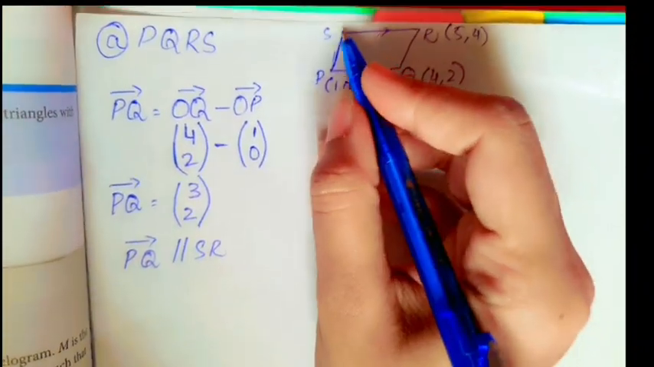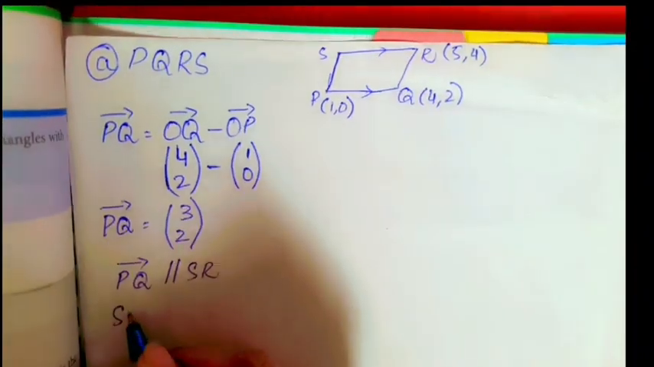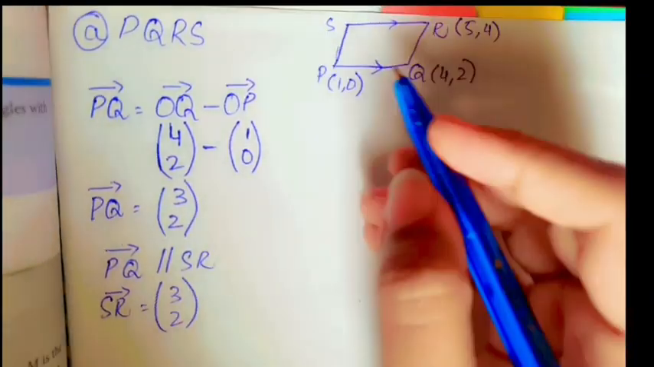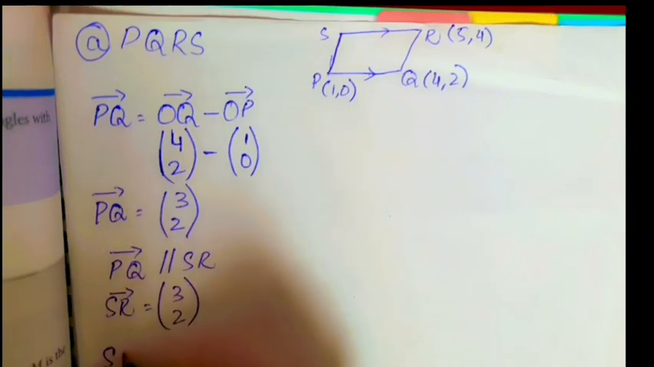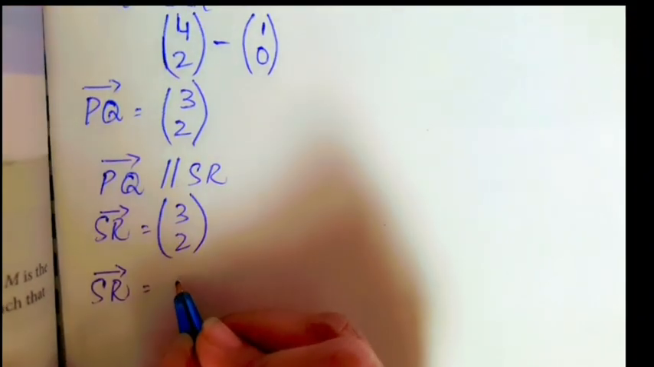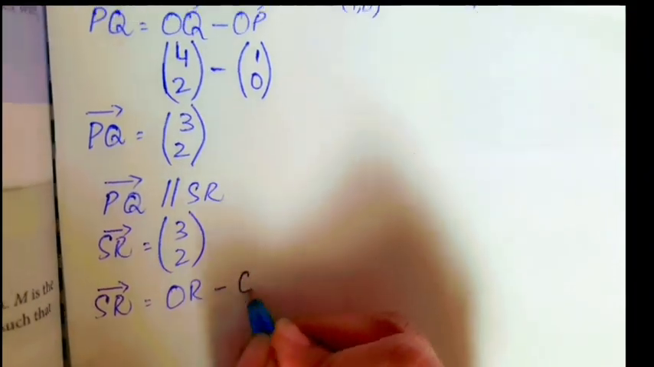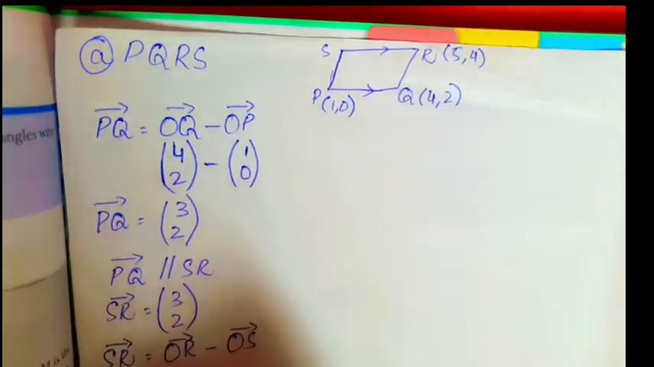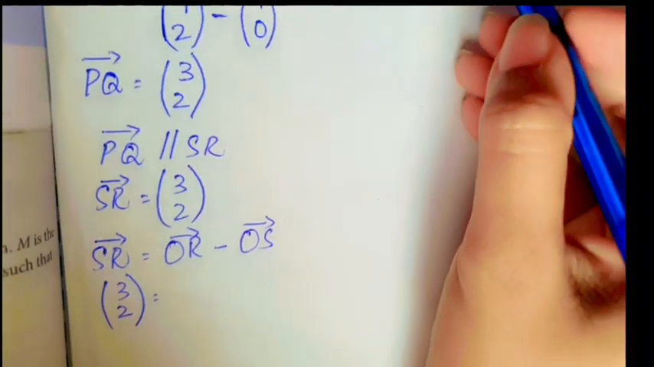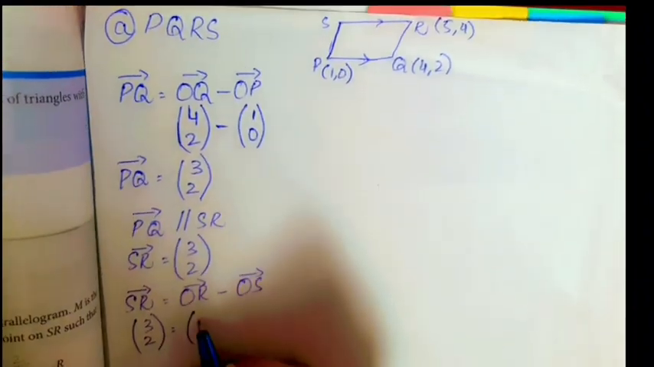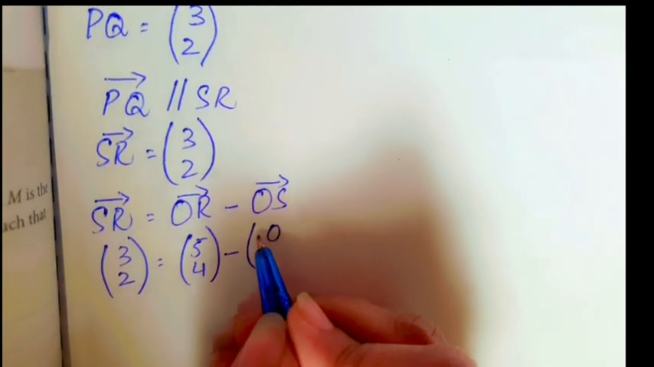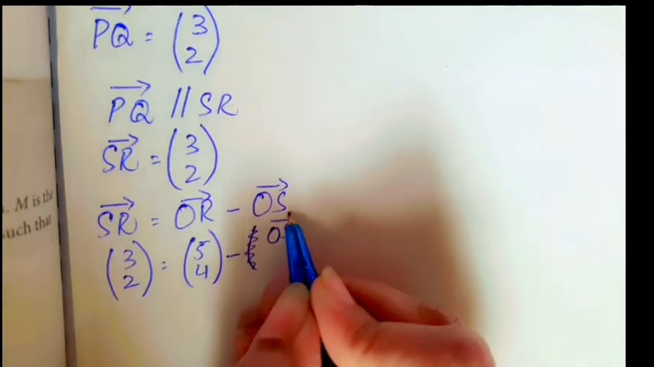We know that PQ is parallel to SR. Line PQ is parallel to SR. So the coordinate of SR will also be equal to (3,2) because both are parallel. And now we have to find out SR is equal to OR minus OS. And you know that we have already found out SR is equal to (3,2). OR we know that it's (5,4). And OS we don't know, so we will write OS as it is.